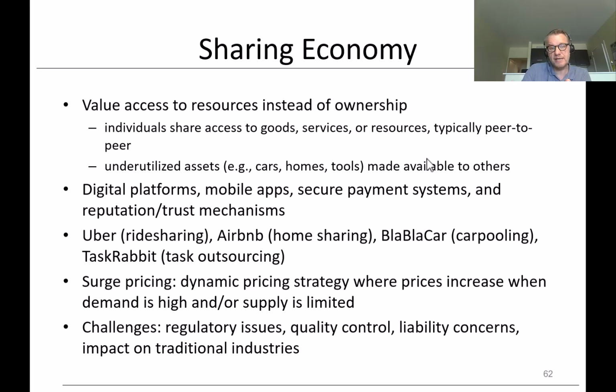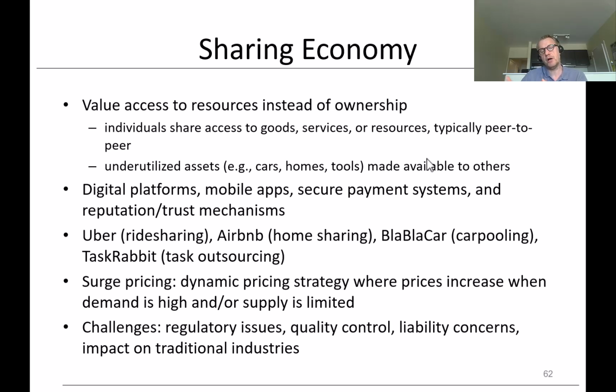bedrooms that you want to rent in an Airbnb setting, resources, typically peer-to-peer, for assets like cars, homes that are underutilized. So that is all supported by a digital platform, by mobile apps, by secure payment systems, and obviously you need to gain some reputation and trust. Can often also be complemented with surge pricing, right? So that's like with Uber is often engaged in surge pricing.